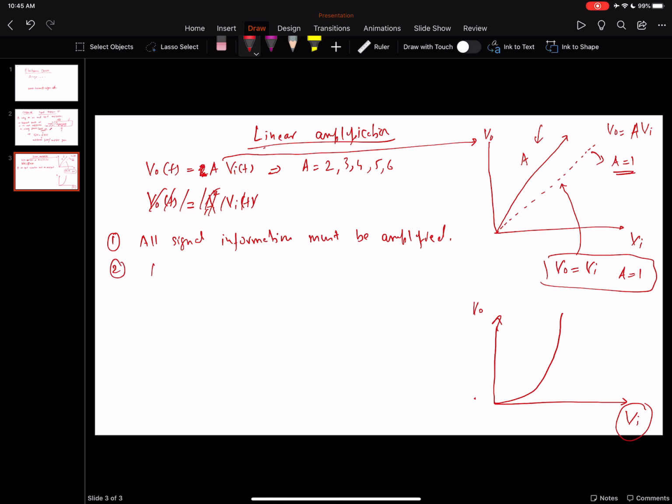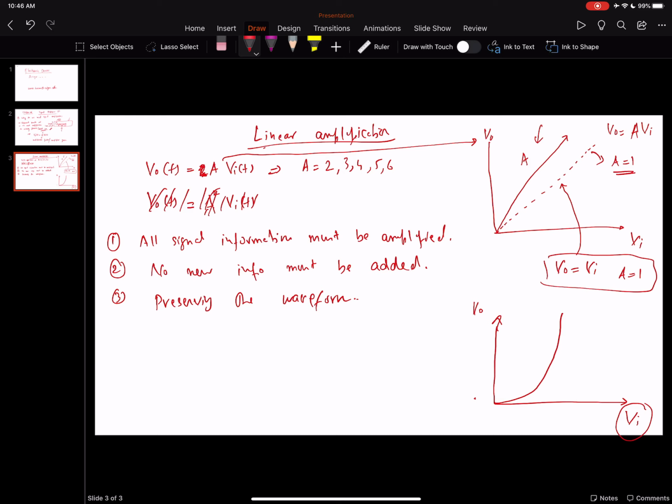Second important thing is that no new information must be added, right? So this is the concept of linear amplification. We want to amplify everything in the signal in exactly the same way, and that will result in preserving the waveform. For example, if I have a sinusoid, I want to preserve the sinusoid, right? I want to preserve the waveform.